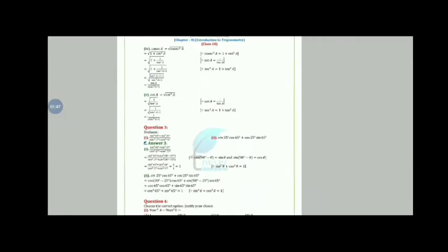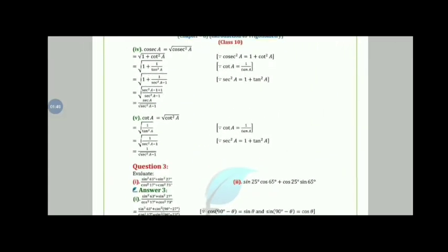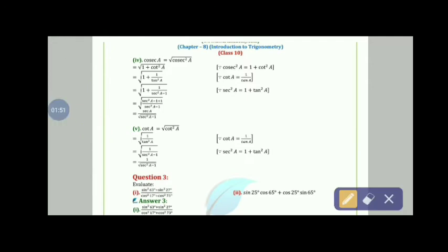Now we have the next, that is cosec A, which can be written as root cosec square A, that is 1 plus cot square A. So we have here 1 over 1 plus tan square A, that is 1 over 1 plus sec square A minus 1, which equals sec square A minus 1 plus 1 over sec square A minus 1, all in the root. Then the minus 1 plus 1 cancel out, and root sec square A can be written as sec A. So this is sec A over root sec square A minus 1.